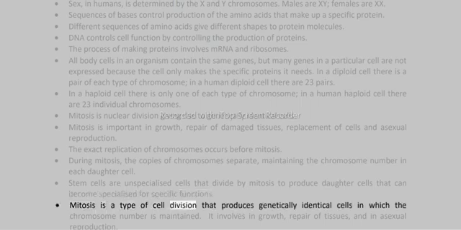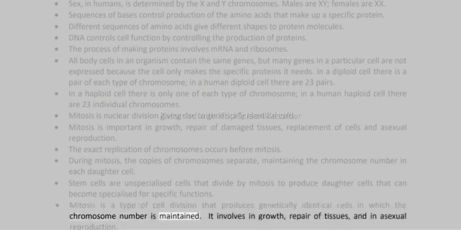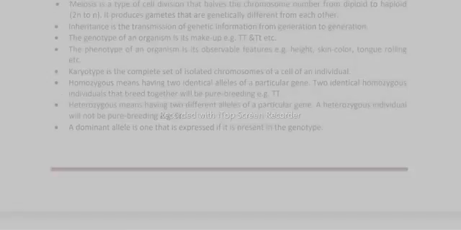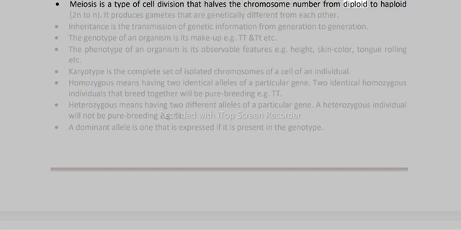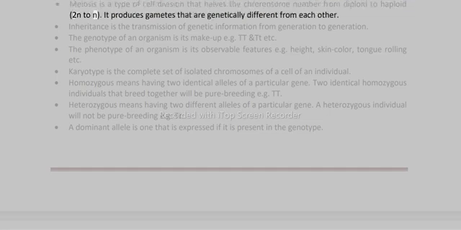Mitosis is a type of cell division that produces genetically identical cells in which the chromosome number is maintained. It is involved in growth, repair of tissues, and in asexual reproduction. Meiosis is a type of cell division that halves the chromosome number from diploid to haploid, 2n to n. It produces gametes that are genetically different from each other.